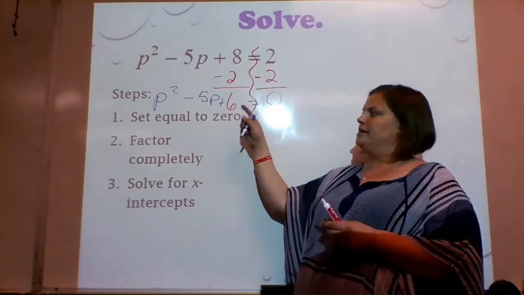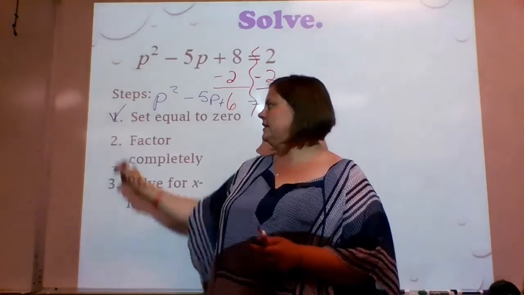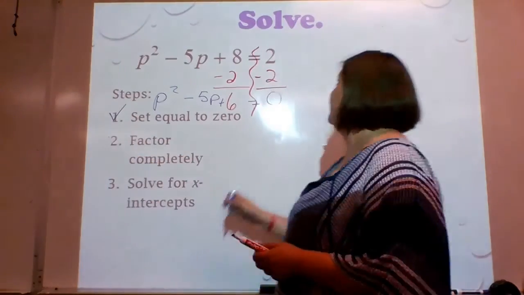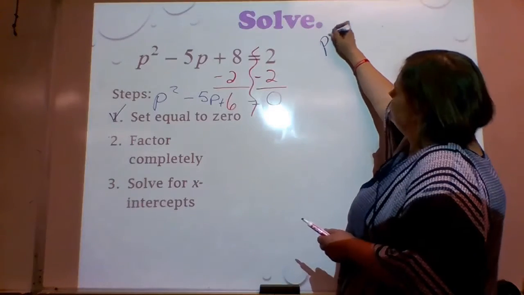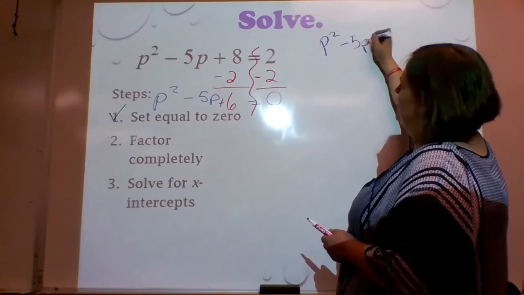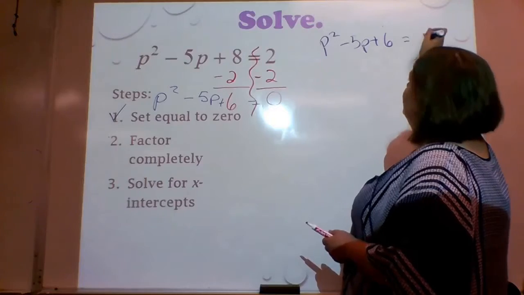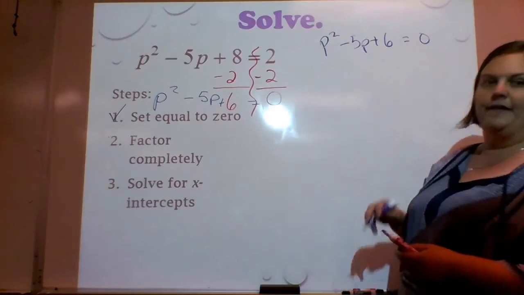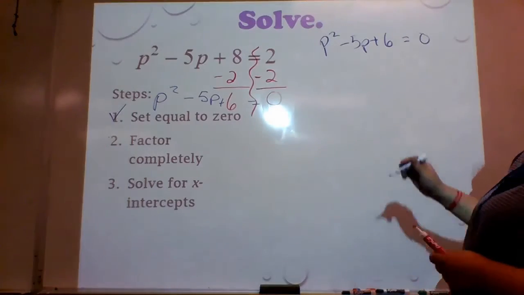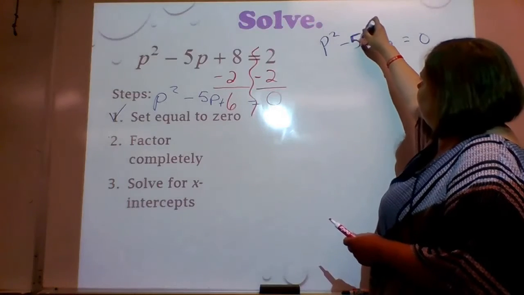All right, step 1's done. Check. Now I need to factor. All right. P squared minus 5p plus 6 equals 0. I would make sure that you try this independently. Press pause and try to factor this.